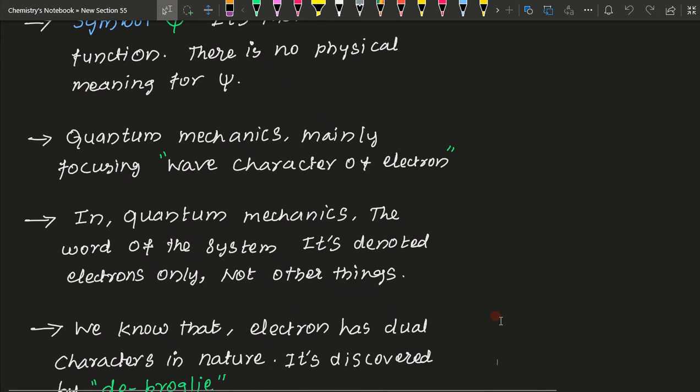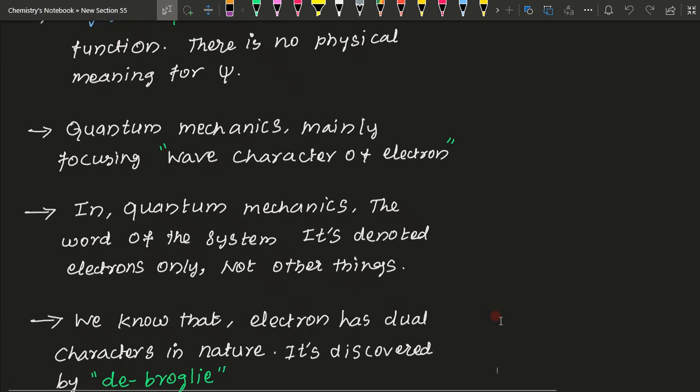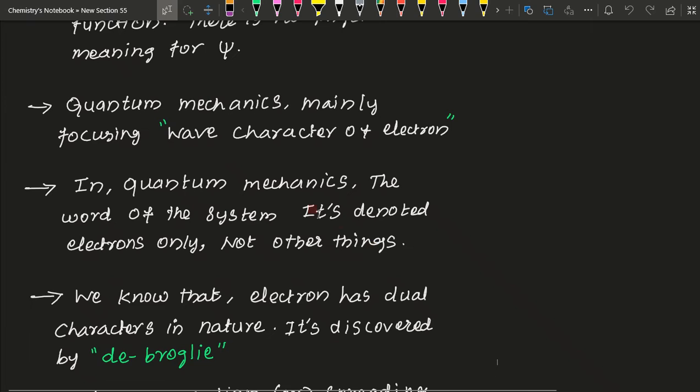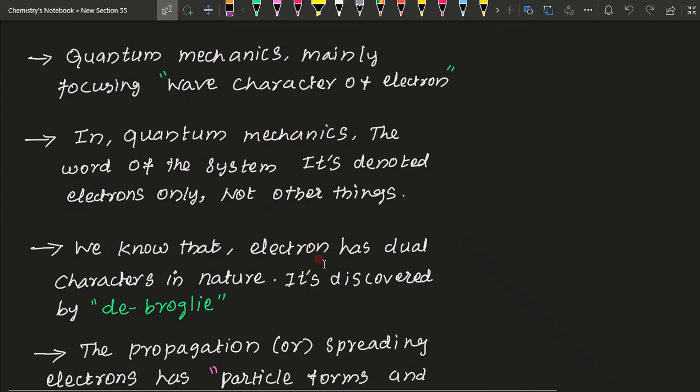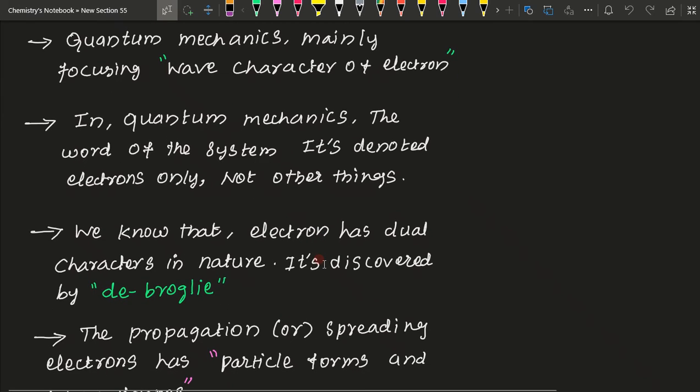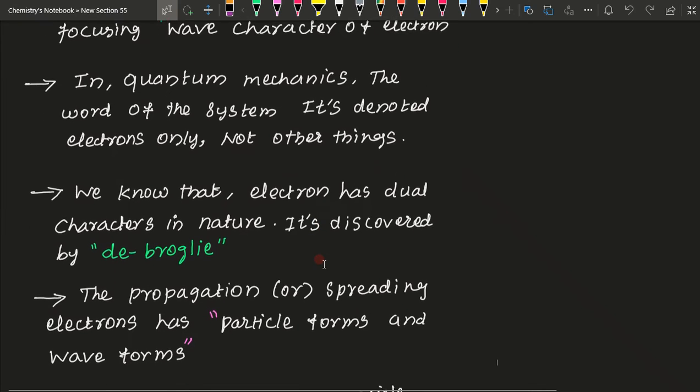Next, in quantum mechanics, the word system denotes electrons only, not other things. Please listen here, a system means electrons. You should keep that in mind. Next, we know that the electron has dual character in nature. It was discovered by de Broglie.